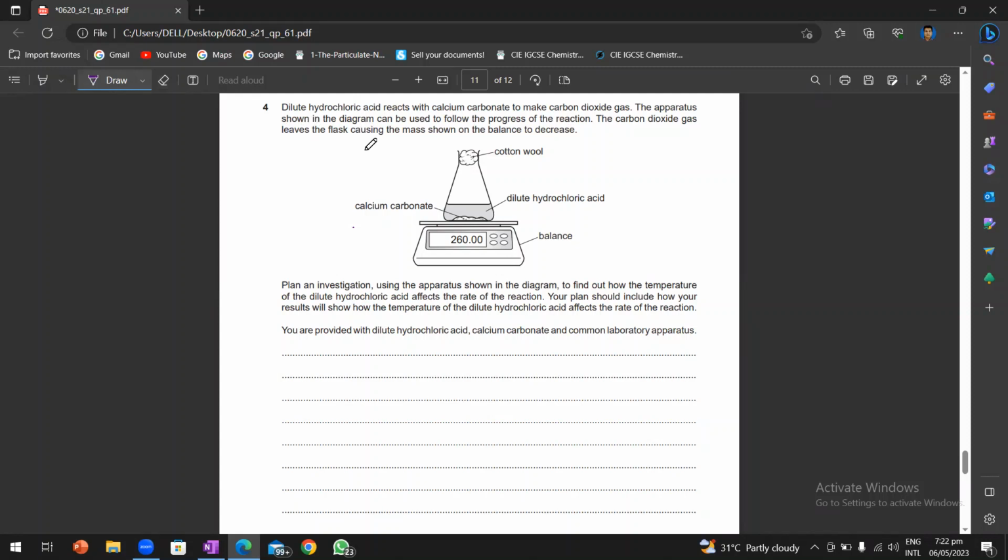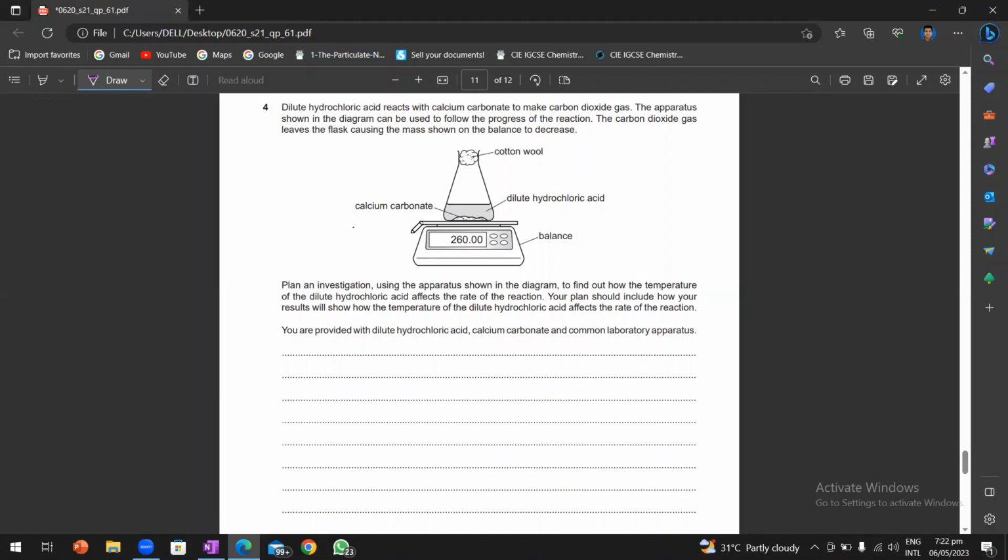In the question, it is asked that dilute hydrochloric acid reacts with calcium carbonate to make carbon dioxide gas. The apparatus shown in the diagram can be used to follow the progress of the reaction. The carbon dioxide gas leaves the flask, causing the mass shown on the balance to decrease.